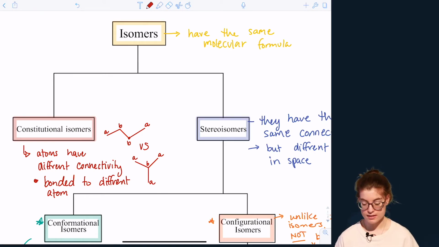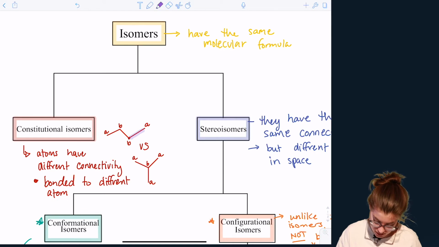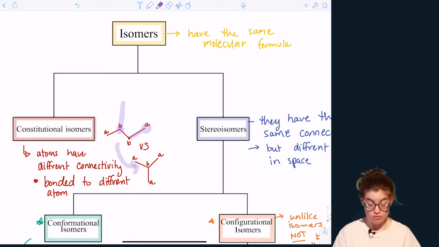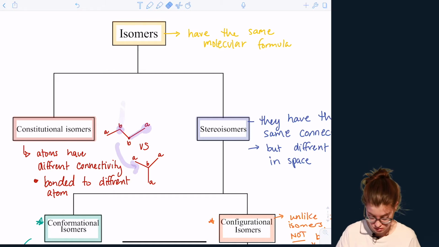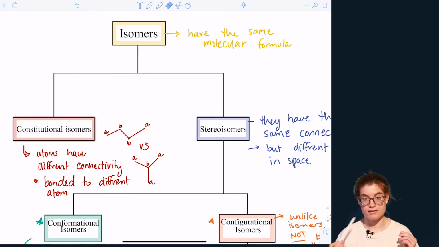But by looking at these two molecules, we can see that they have the same number of carbons and the same number of hydrogens. The only difference is which atoms are bonded to which other atoms. They differ in connectivity. It's as if this methyl group right here was taken off and bonded over to this carbon. That's the transition from the top molecule to the bottom molecule. So constitutional isomers relate to each other by having different connectivity.